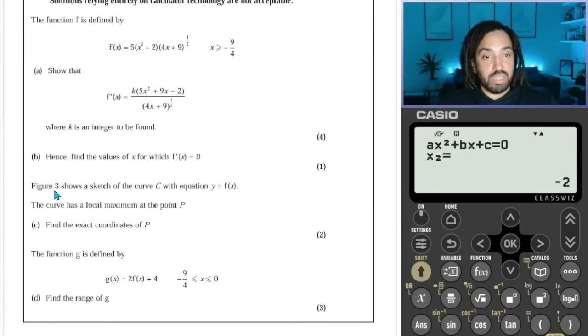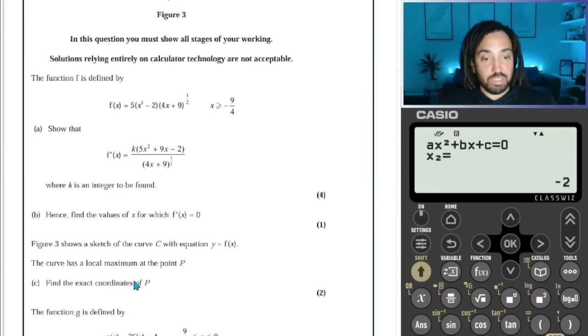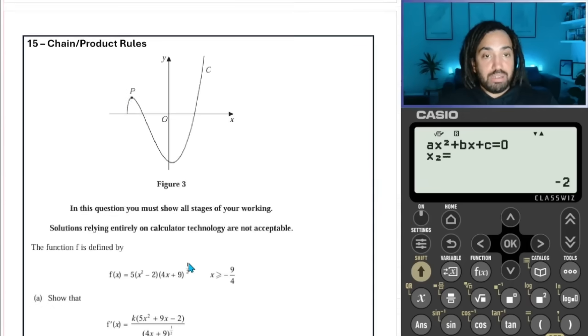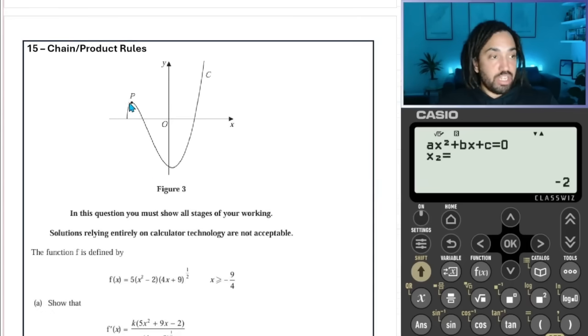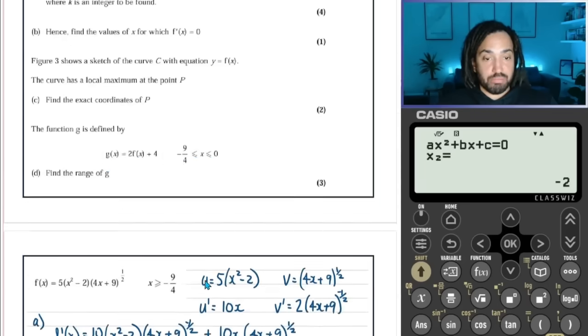Okay, great. Now here it says that the sketch shows the curve f of x, and the curve has a local maximum at the point P. Find the exact coordinates of P. Well, P is a turning point, and it's the negative turning point, whereas the other turning point of the curve is positive. The x coordinate is positive anyway. So the x coordinate here is negative, and we need to just substitute into the function in order to work out what the y value is.